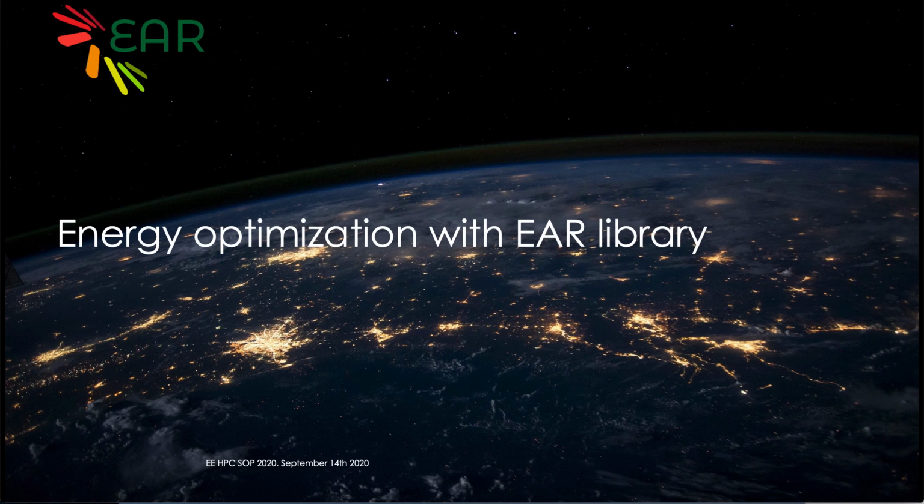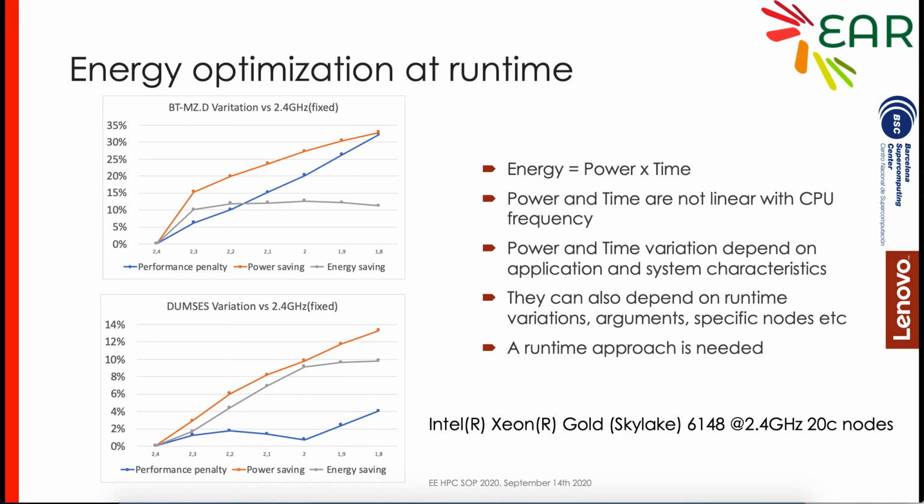So let's look at the details of the EARL library concerning energy optimization. The problem of energy management is that energy depends on power and time, and this is really dynamic. It depends on the application, whether it is more CPU intensive or memory intensive. In the picture you can see two examples. The one at the top is a CPU intensive application, where the power, performance penalty, and energy savings are totally different from the one at the bottom, which is a memory intensive application.